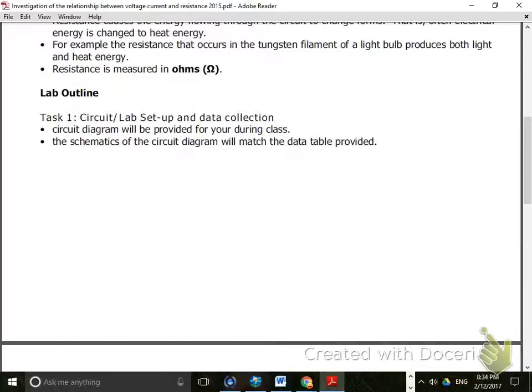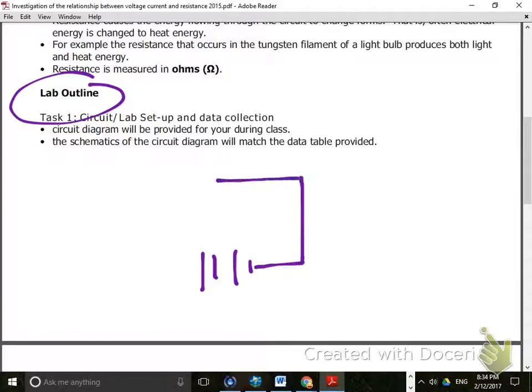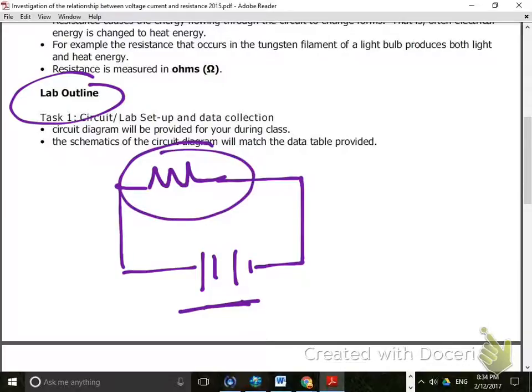So in this area where it says circuit diagram, the basic circuit diagram is just making your battery and your resistor going back to the battery. And then that's going to be your basic diagram. And again, you're going to be changing your voltage and then changing your resistor.